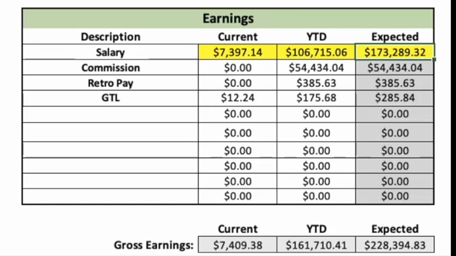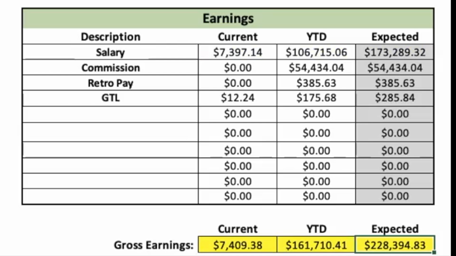Entering the current and year-to-date earning amounts on the calculator, we can determine that her base salary was increased at some point earlier in that year. We know that because the new base salary is $177,000, but the expected column shows $173,000. The current and year-to-date gross earnings columns should match the pay statement, and her minimum expected gross income for the year is $228,000, assuming she works through the end of the year and doesn't receive additional bonuses.